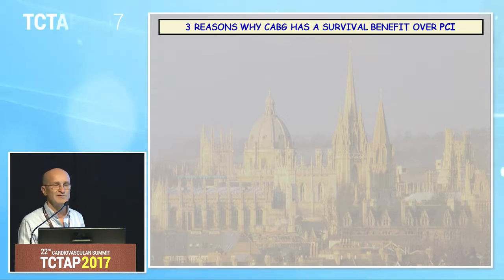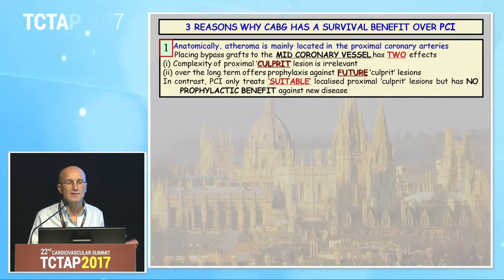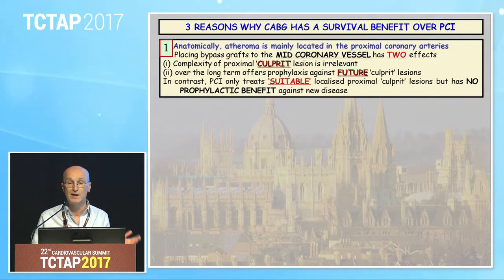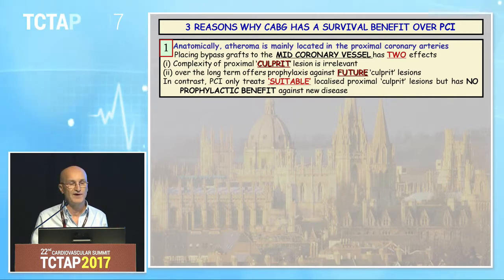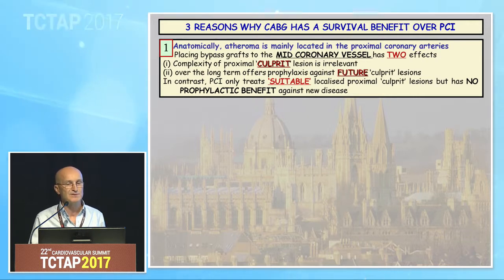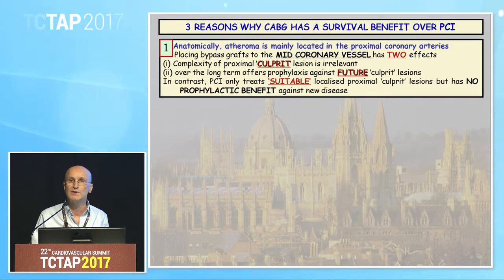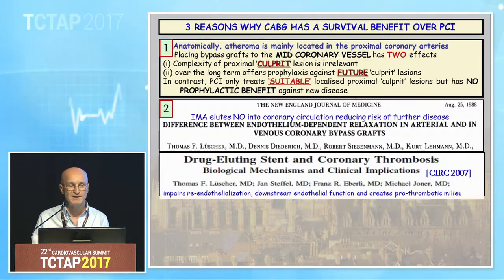And this is the crucial slide to understand: why does CABG continue to have an important survival benefit for most patients with multivessel and left main disease? It's first because anatomically atheroma is mainly located in the proximal coronary arteries. So by placing bypass grafts to the mid-coronary vessel, it has two effects. It means that the complexity of the proximal culprit lesion is irrelevant, and it means that over the longer term, CABG offers prophylaxis against future culprit lesions. In contrast, PCI only treats suitable, localized proximal culprit disease, but has no prophylactic benefit against new disease.